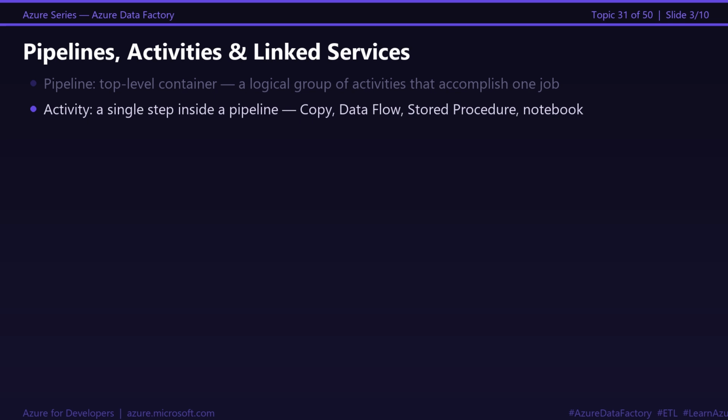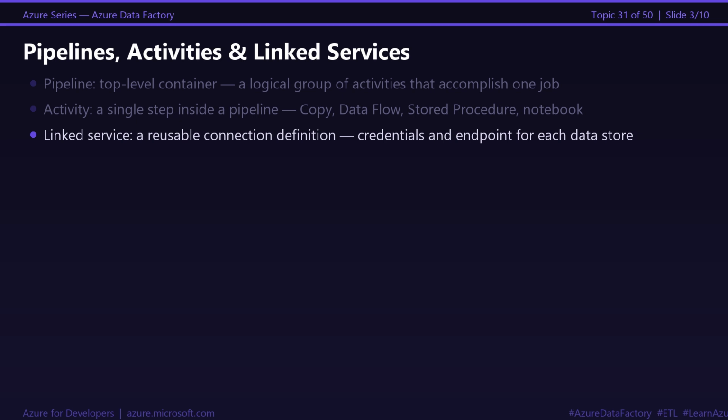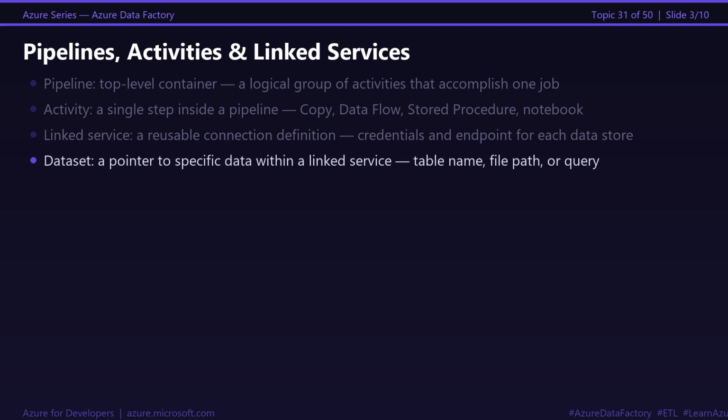A pipeline is a container for one logical job, say, copying all orders from SQL to Blob daily. Inside the pipeline are activities. A copy activity moves data. A data flow transforms it. A stored procedure runs logic in the database.